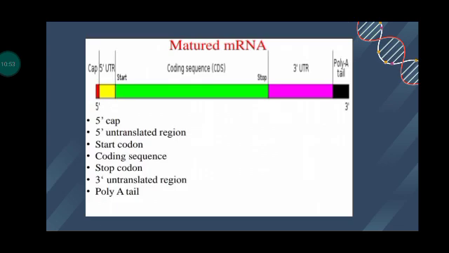So at the end of all the 3 modifications, the mature mRNA will contain first the 5' cap, followed by the 5' untranslated region, that is the 5' UTR, followed by a start codon, that is AUG, followed by a coding sequence, and after that a stop codon, followed by a 3' untranslated region, that is the 3' UTR, and it ends with a poly A tail.